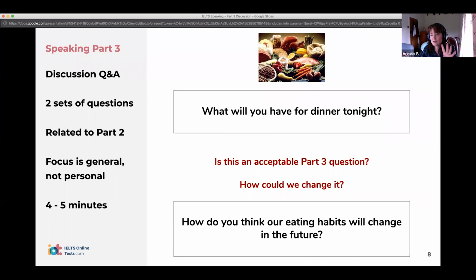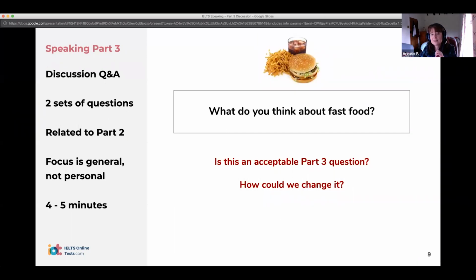Okay. So very important to distinguish the part one questions, which are personal and require personal answers, from the part three questions, which are general and require general answers. So it's not just about understanding the question, but make sure that your answer is talking generally and that you're not just talking about your own preferences. Okay. So last one. So what do you think about fast food?